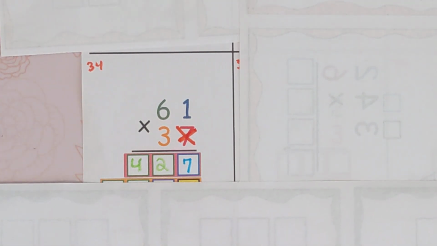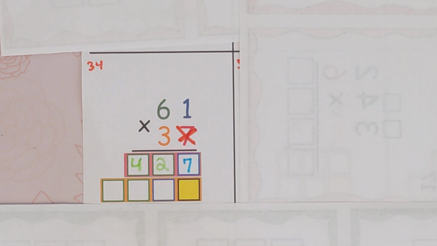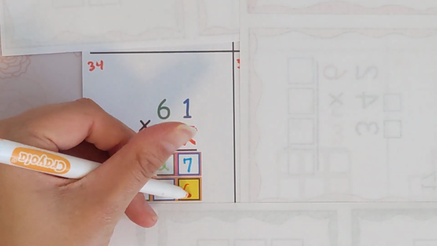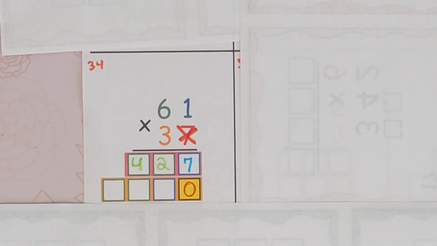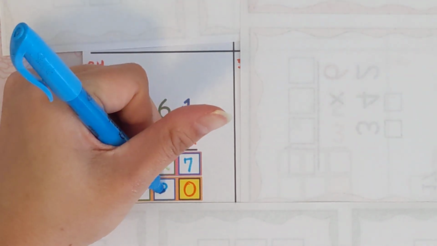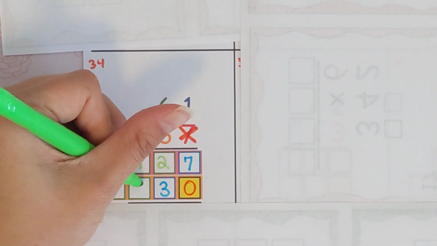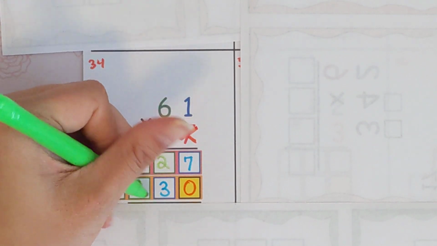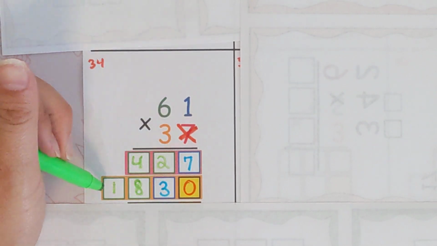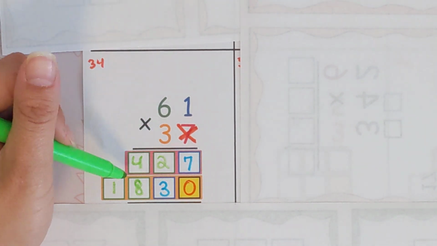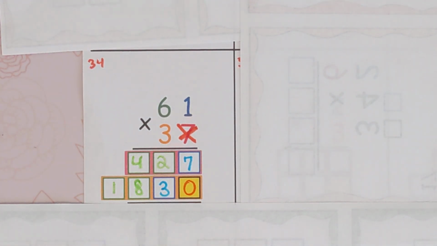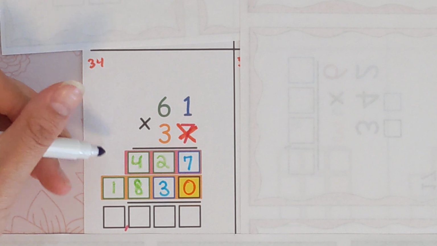We're going to do the 3. But that 3 is really a 30. So you're going to put a 0 here. 3 times 1 is 3. 3 times 6 is 18. So 61 times 3 is 183. 61 times 30 is 183 with the 0 on the end. 1,830. And then to find your final answer, you're just going to add them all together.